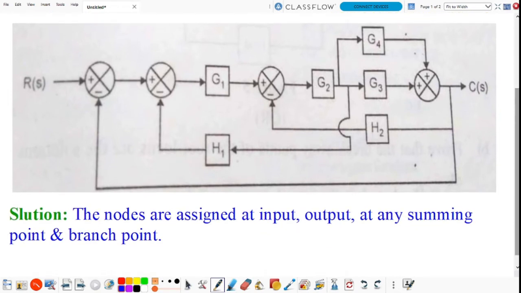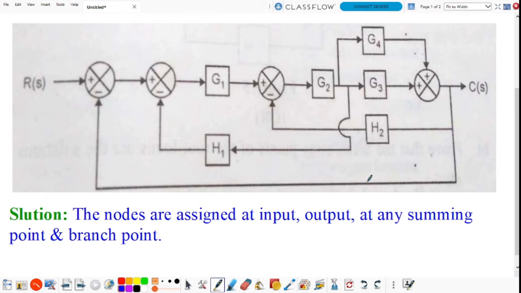The nodes are assigned at input, output, at any summing point and branch point. Now here in this block diagram representation, R of S is an input, C of S is an output, and this is the summing point, and this is the branch point. The input signals, output signals, summing points, and branch points are considered as nodes.